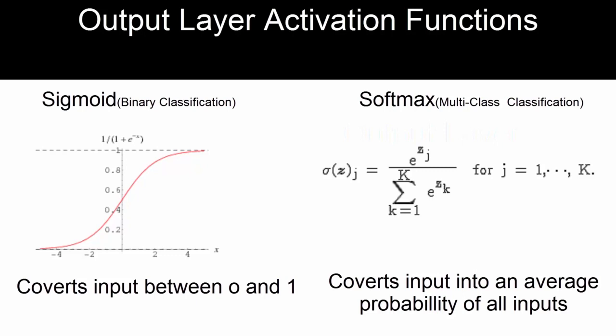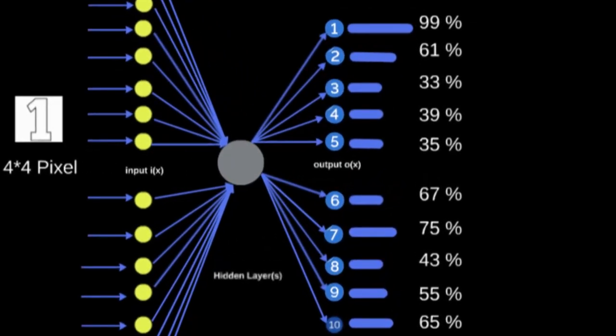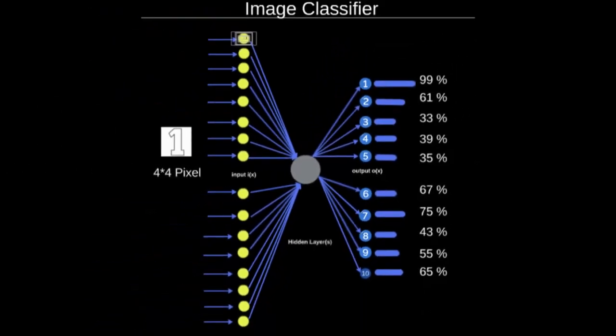Softmax is used for multi-class classification. Where you have multiple classes, it converts the input into an average probability of all inputs. So basically it gives you the probability of one input over all the inputs. This is like the one we saw in the example with the image classification in the last video. So now we have a little bit more idea about the structure and the internal components of a feed-forward neural network.